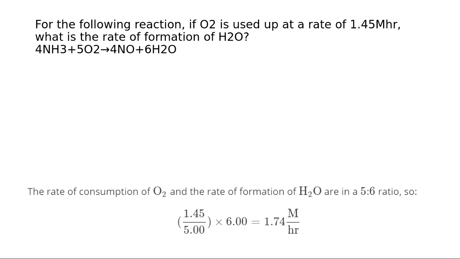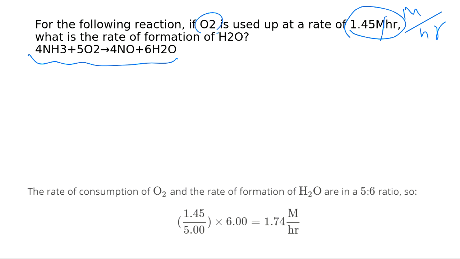Okay, we have a reaction here, and it says if the rate is 1.4 molarity per hour, basically a capital M per hour, that's for O2. What would be the change in concentration or the rate based on H2O? The coefficient is going to affect the rate expression. So if for O2 is 1.45, what would be for H2O?